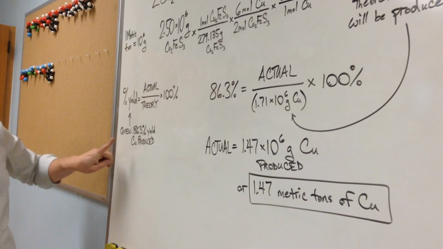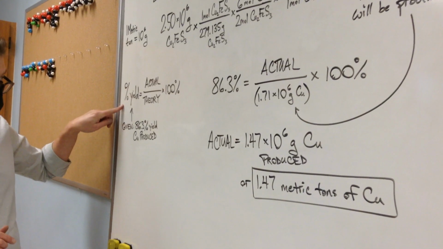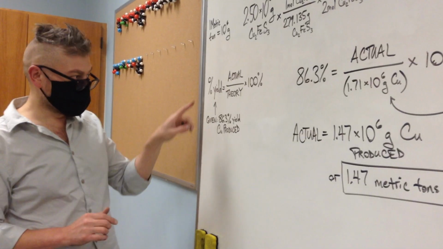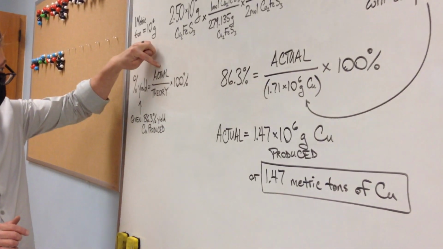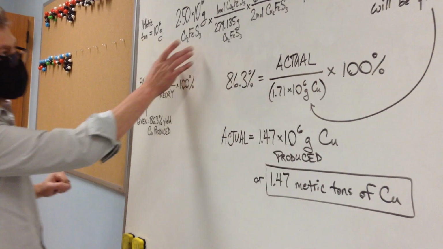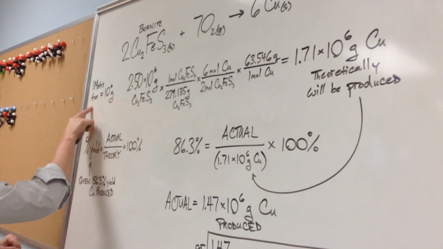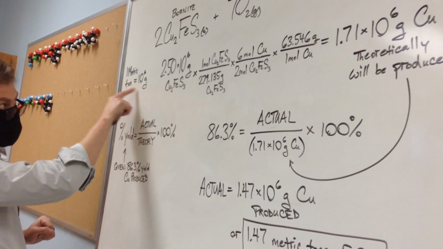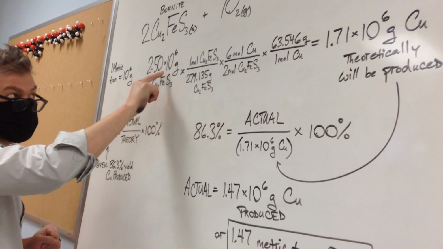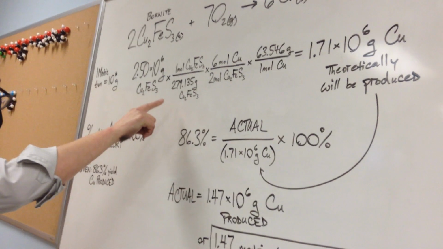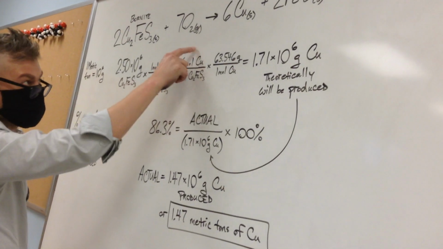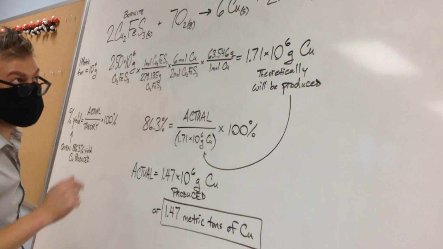They are giving me the percent yield, so it's kind of already the ratio of actual to theoretical. What I need to do to solve for actual is to find my theoretical. So they're giving me also 2.5 metric tons. A metric ton is 10 to the 6 grams. So 2.5 metric tons, 2.5 times 10 to the 6 grams. I can convert that to moles using my molar mass. I can convert that to moles of copper using the mole ratio of the balanced chemical equation.